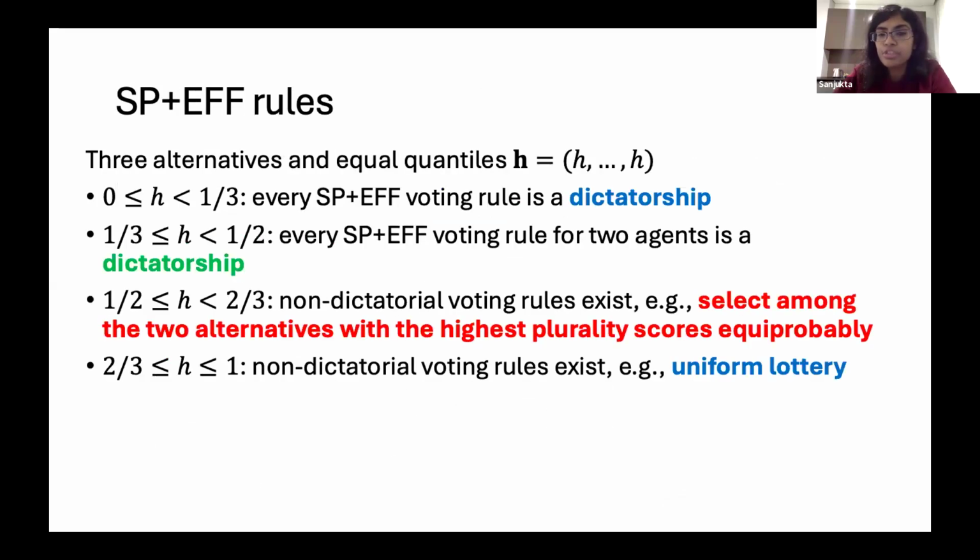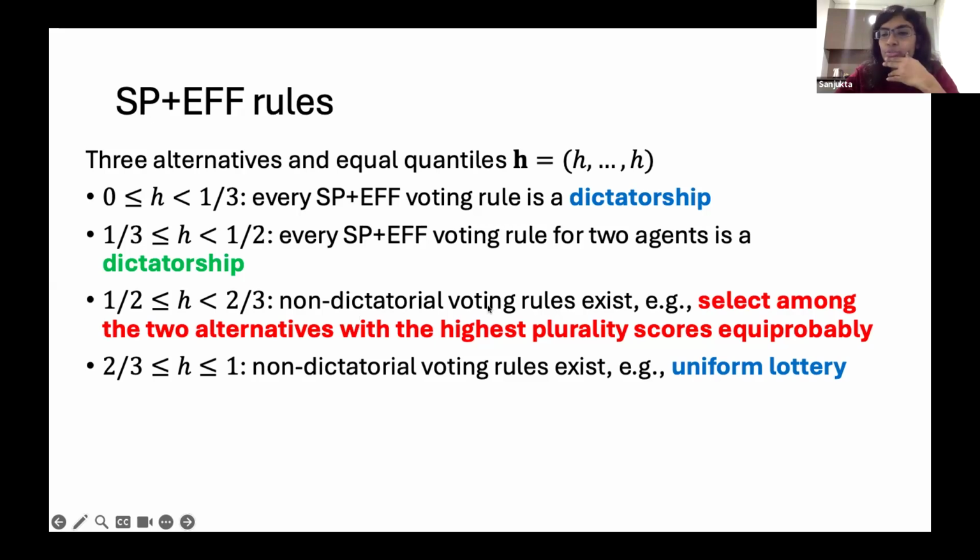When we move to three alternatives, when the quantile parameter is small, between 0 and 1/3, then the only rule that is strategy-proof and efficient is dictatorship. If it is between 1/3 and half, then the voting rule for two agents is dictatorship. So with two agents and three alternatives, the only rule you can have is dictatorship. And for larger values of h, if h is at least half, then there exist non-dictatorial rules. And this is very simple.